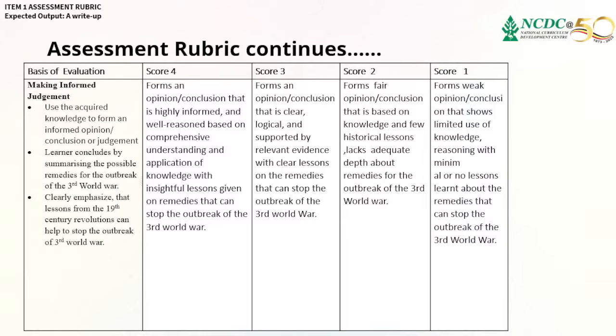Score 2: the learner forms fair opinion conclusions that are based on knowledge and few historical lessons. The learner lacks adequate depth about remedies for the outbreak of the Third World War. Then score 1: a learner forms weak opinion conclusions that show limited use of knowledge, and reasoning with minimal or no lessons learned about the remedies that can stop the outbreak of the Third World War.